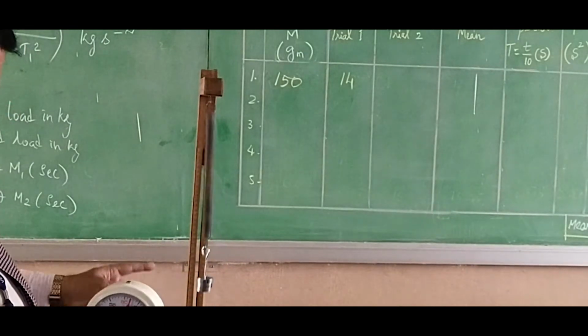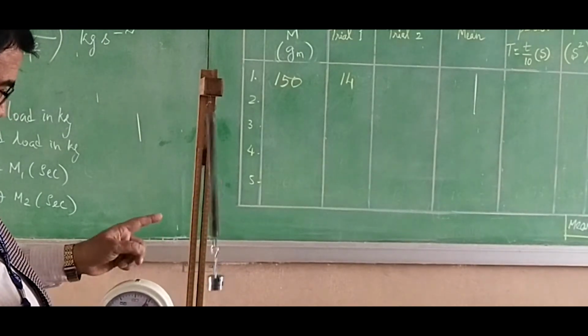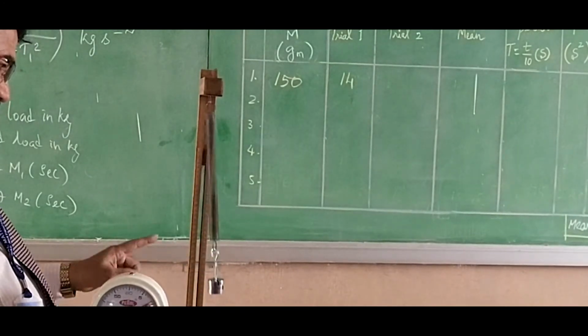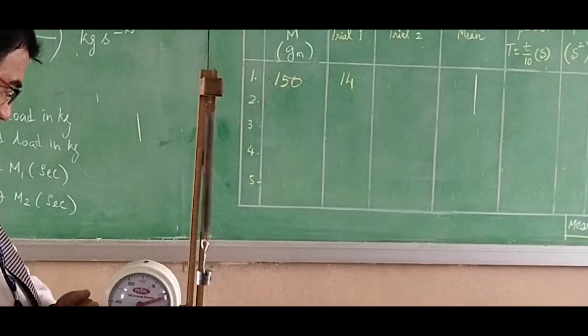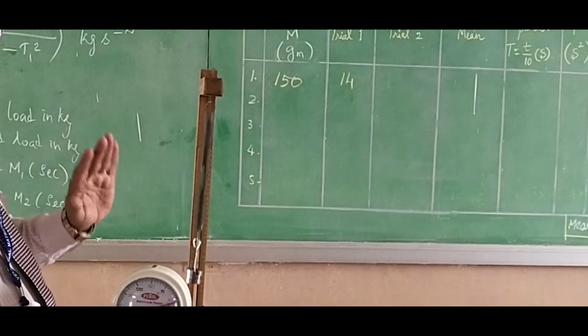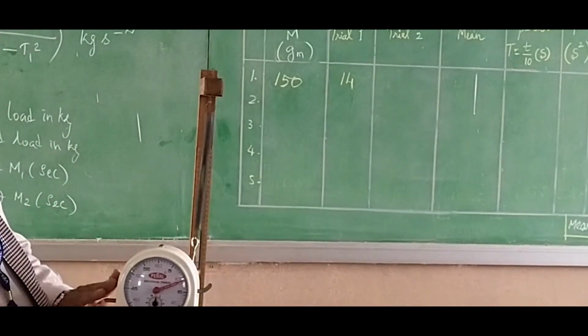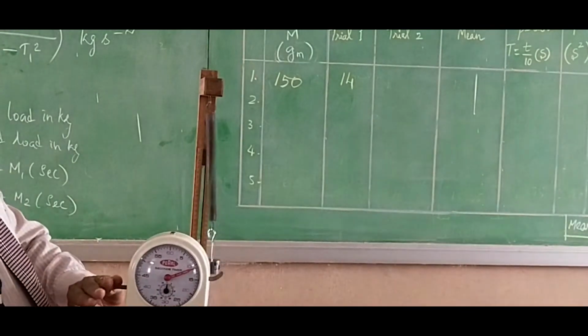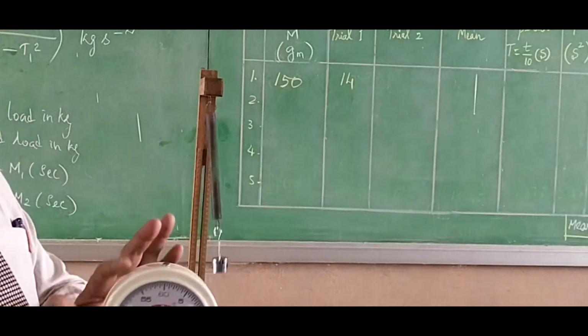Starting. 1, 2, 3, 4, 5, 6, 7, 8, 9, 10. Okay. So I stop. After 10 oscillations, I have to stop this clock, the same lever where I started. Okay, the same lever stop. Again, see the time. The same 14 seconds I got.